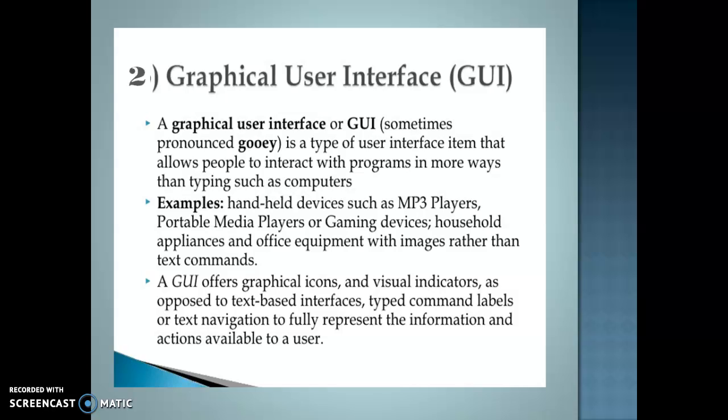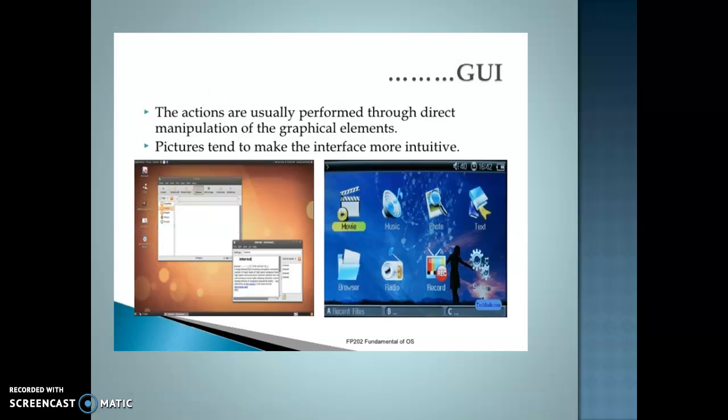GUI is more friendly in comparison to CLI or CUI. Here, it doesn't require the user to memorize the commands. The user uses different menus and options to communicate with the system. For example, the actions are performed through direct manipulation of the graphical elements. Pictures tend to make the interface more intuitive. The popular example of GUI is Windows.